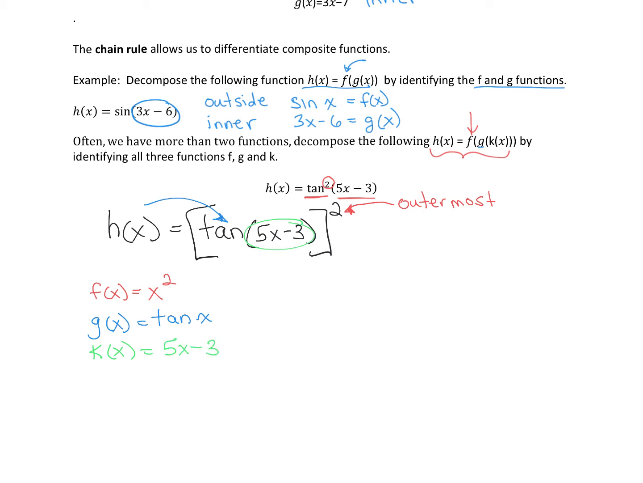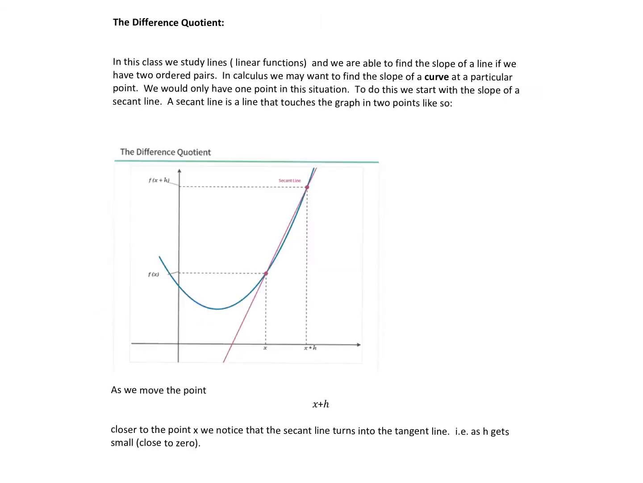So if we were to take f of g of k of x, f would be our template, and our outermost function is a square, so we're going to say squared. And then g of x is tangent of something, so we're going to plug g in here, tangent of something, and then the something is that k of x, which is 5x minus 3. Oops.